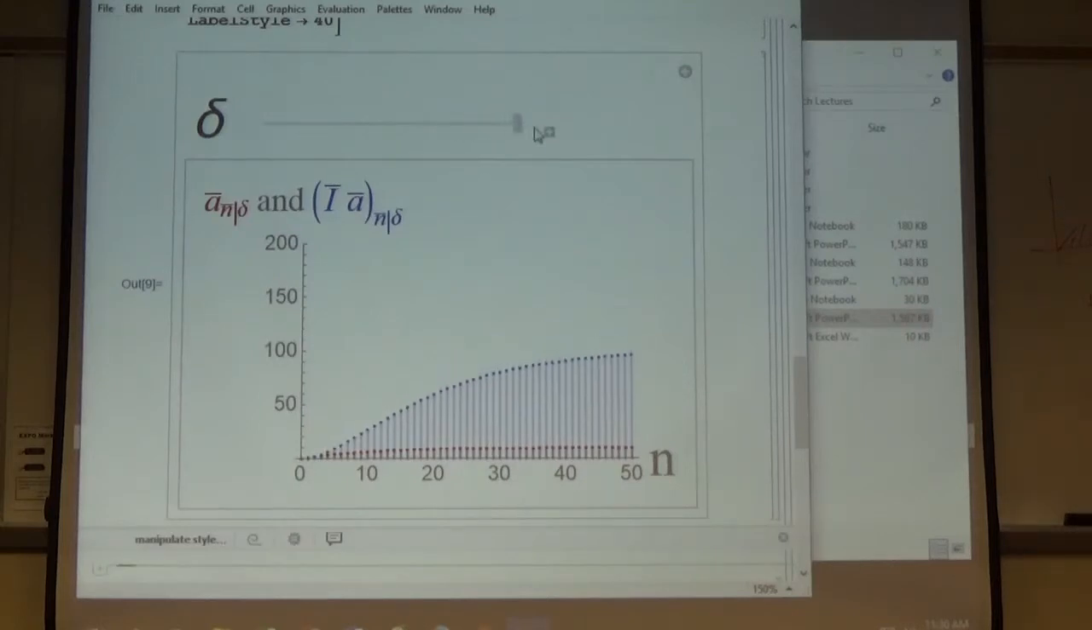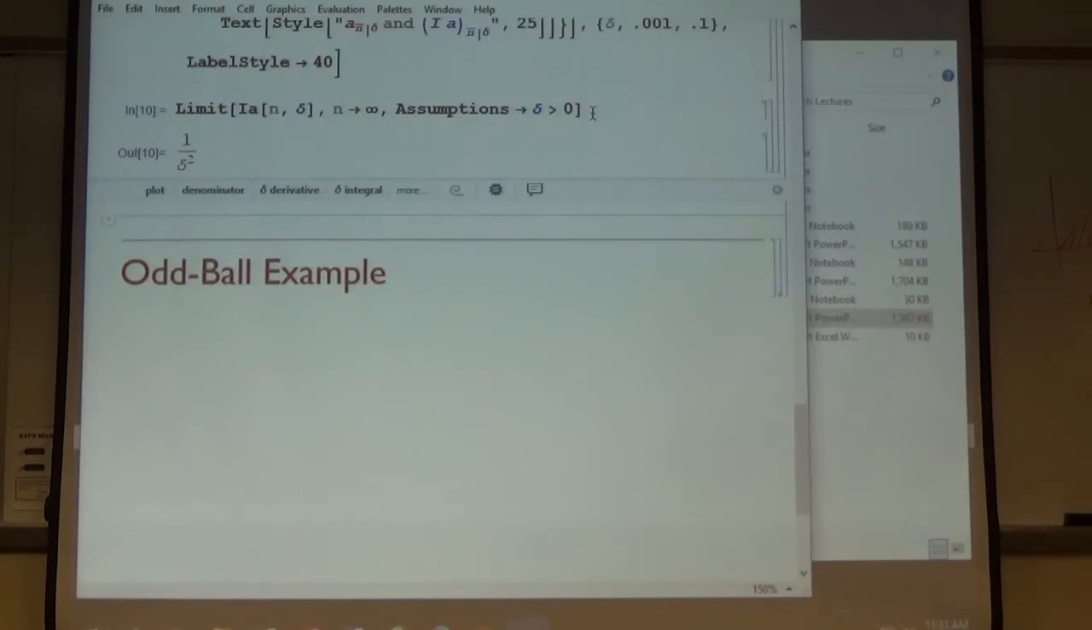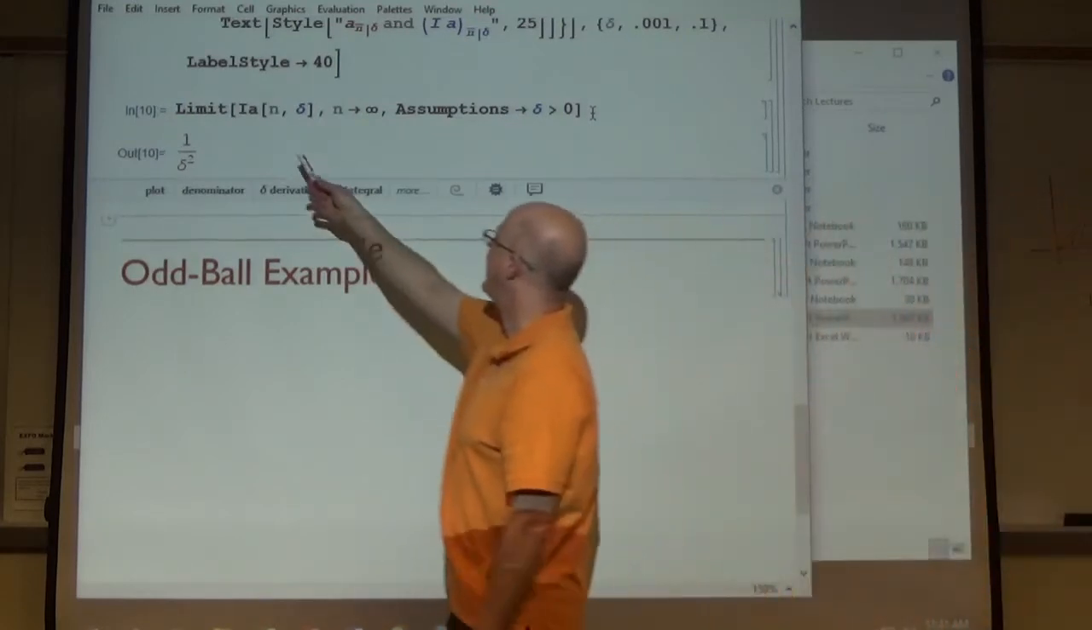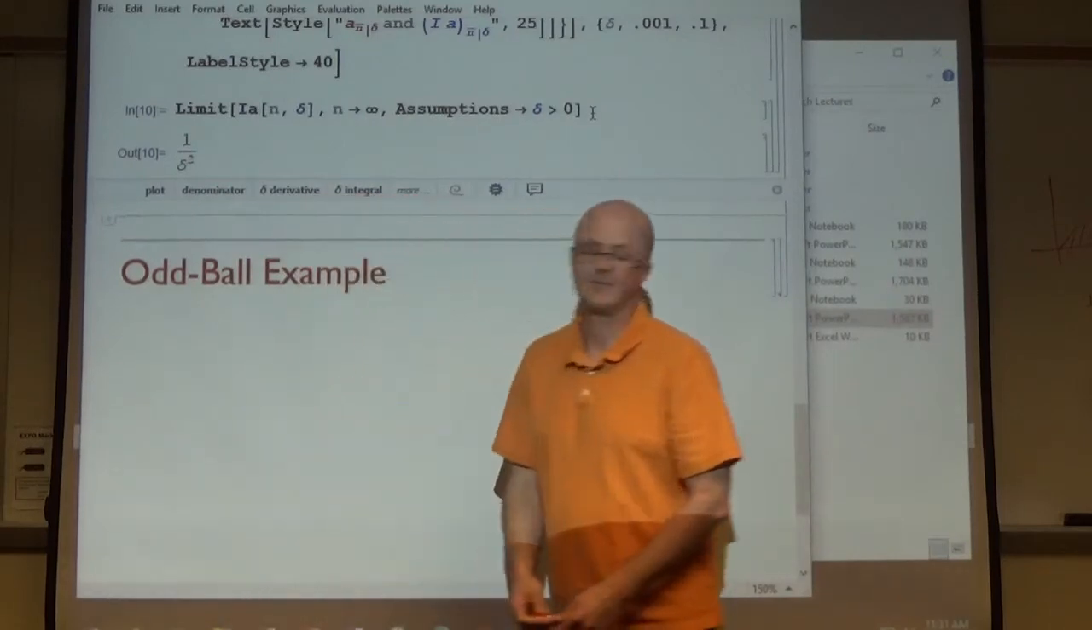Of course, in both of these situations, as n increases, the present value is going to increase because you have more payment over time, a bigger interval of time. But there is a horizontal asymptote even to the blue graph. As n goes to infinity, the limiting value of I bar A bar, really, is 1 over delta squared.